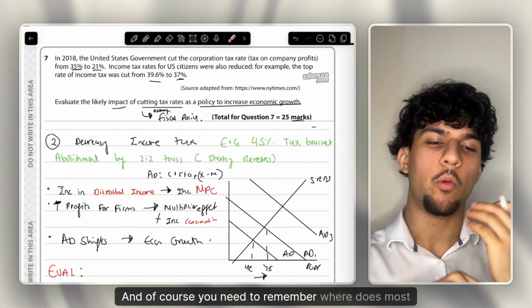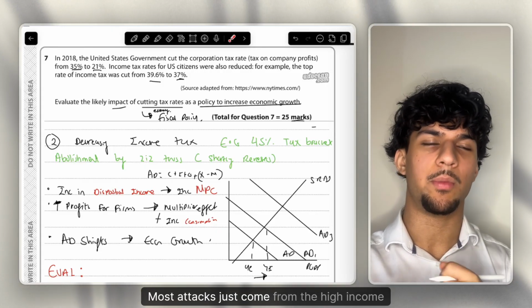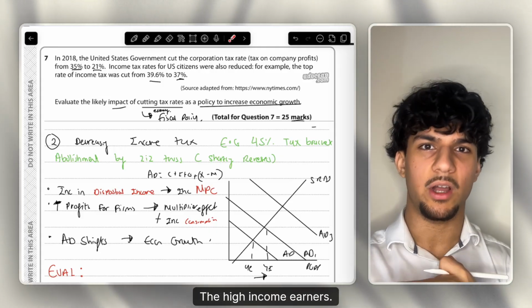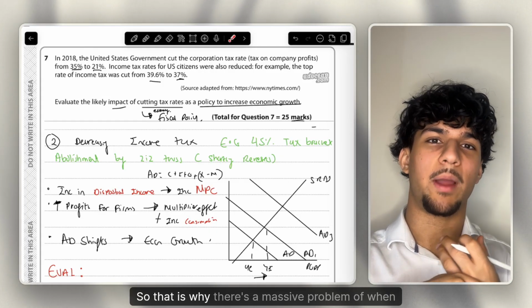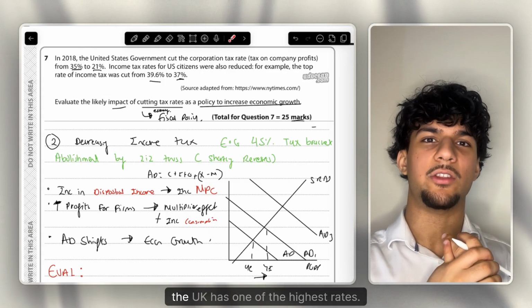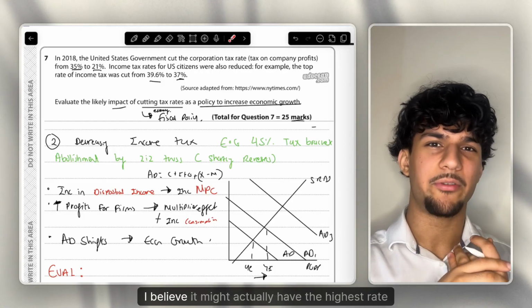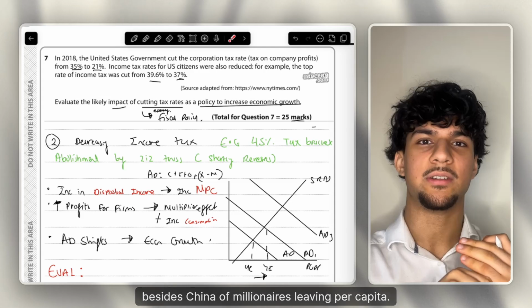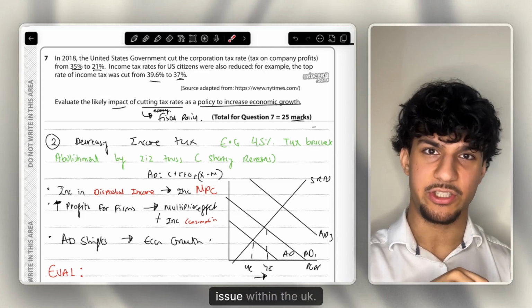And of course, you need to remember, where does most of the tax come from? Most of the tax does come from the high income households. Where does most of the spending come from in the UK economy? The high income earners, the high income households. So that is why there's a massive problem of when the UK has one of the highest rates, I believe it might actually have the highest rate besides China, of millionaires leaving per capita, which of course why brain drain is such a big issue within the UK.